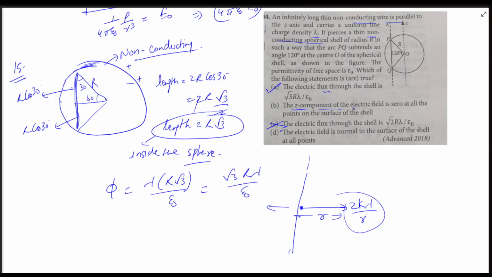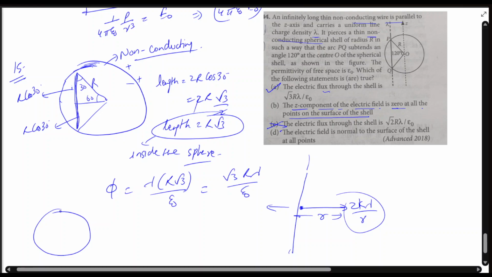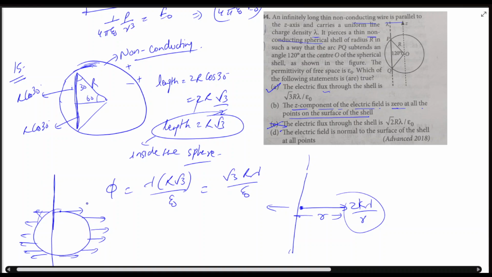So the Z component of electric field is zero at all the points of the shell. Okay, so this is the shell. Now the electric field will be here, here, here, here, here, here, right? This is our line charge. So the electric field will be here, here, here, here, here, here. So there will be no Z component. Z component is zero. So B is correct.